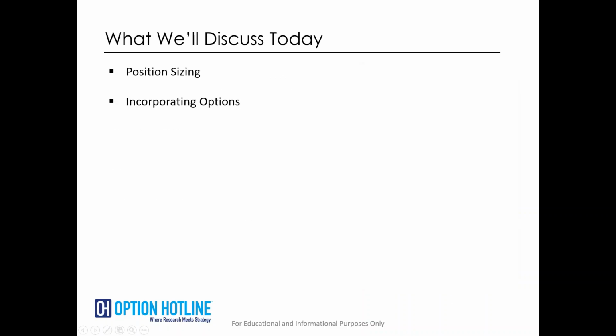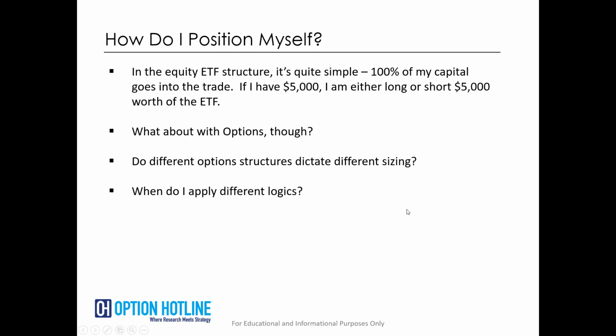So what we're going to talk about today is how I do a basic position sizing, and then how do I incorporate options to optimize my sizing as I go through these trades. ETF structure is very simple. 100% of my capital goes into the trade that I've devoted to this trade. So if I have $5,000 and my signal is long, I buy $5,000 worth of the ETF. And if my signal is short, I short $5,000 worth of the ETF. That's simple. That's not too hard. It's just put the capital into the trade.